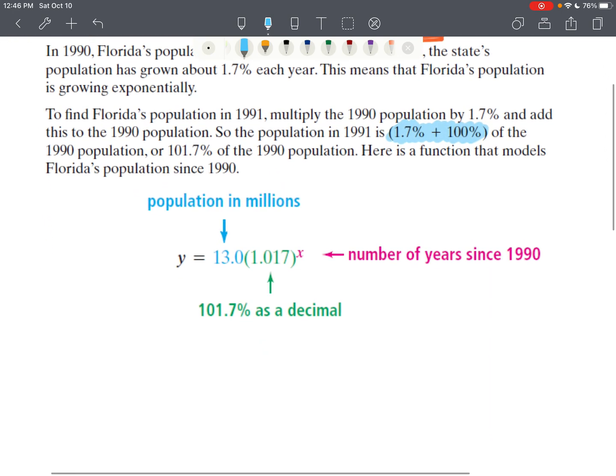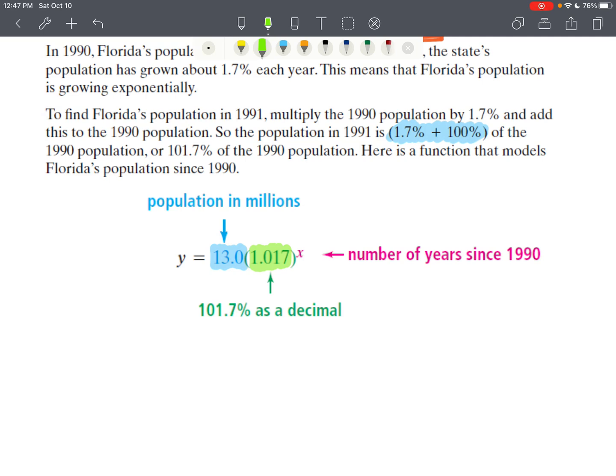So here's our function that's going to model that. We have y equals 13. That's our initial population in 1990. Then we have our growth rate, which is 101.7%. I always stumble on saying 101.7. There's no "and" in there. 101.7%, and as a decimal, that's 1.017. And then x is going to stand for x.